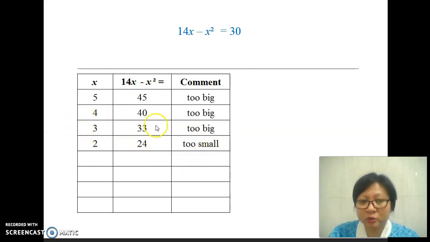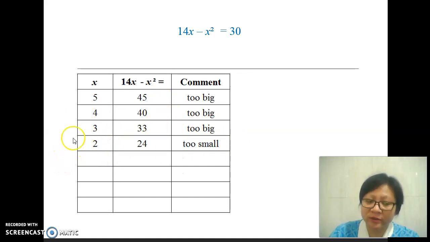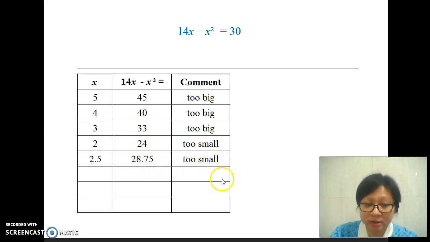3 is too big, 2 is too small. You need to find the middle value. The middle value between 2 and 3 is 2.5. Use 2.5. So 14 times 2.5 minus 2.5 squared equals 28.75. It's too small. It means you have to increase the value of x. Let's increase into 2.6. So 14 times 2.6 minus 2.6 squared equals 29.64.